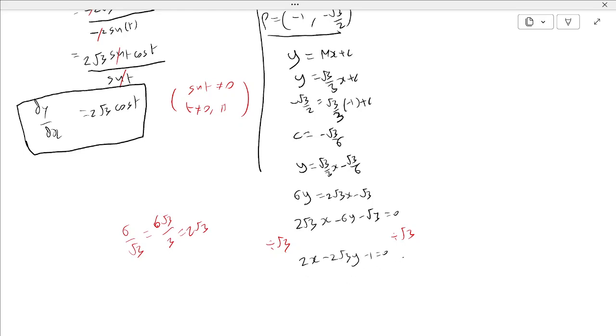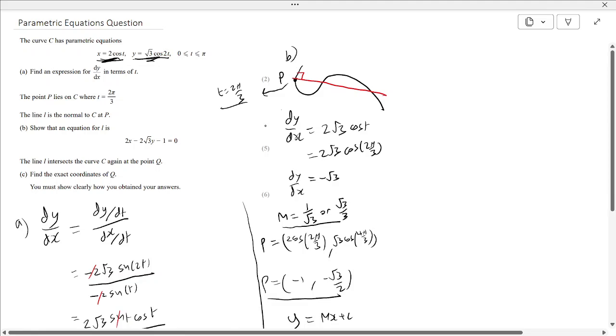And this is exactly what was asked of us in the question. Okay, 2x take away 2 root 3, take away 1 equals 0. There we go.